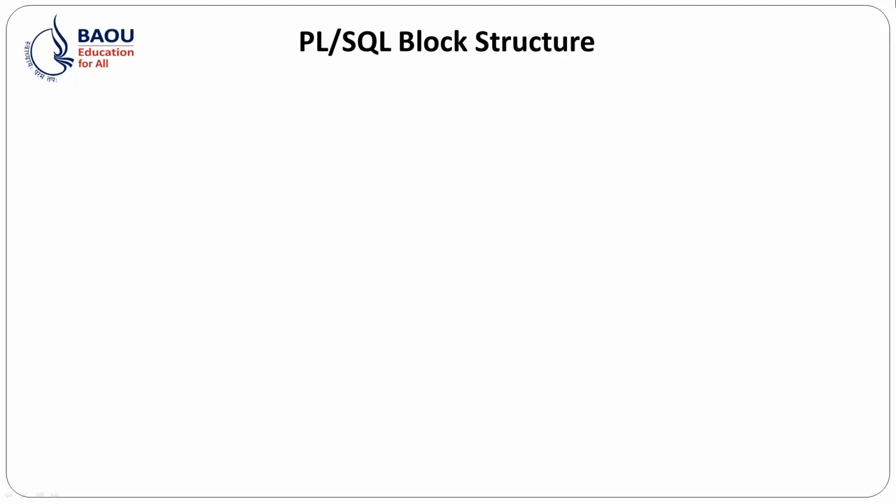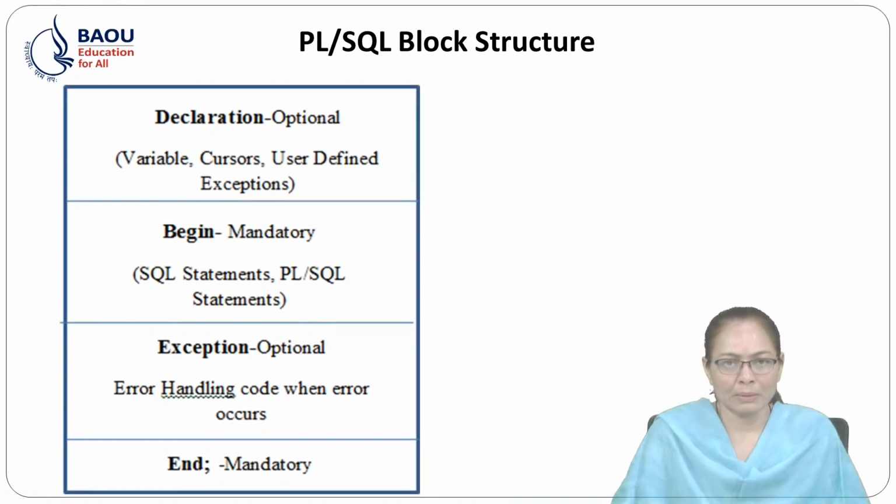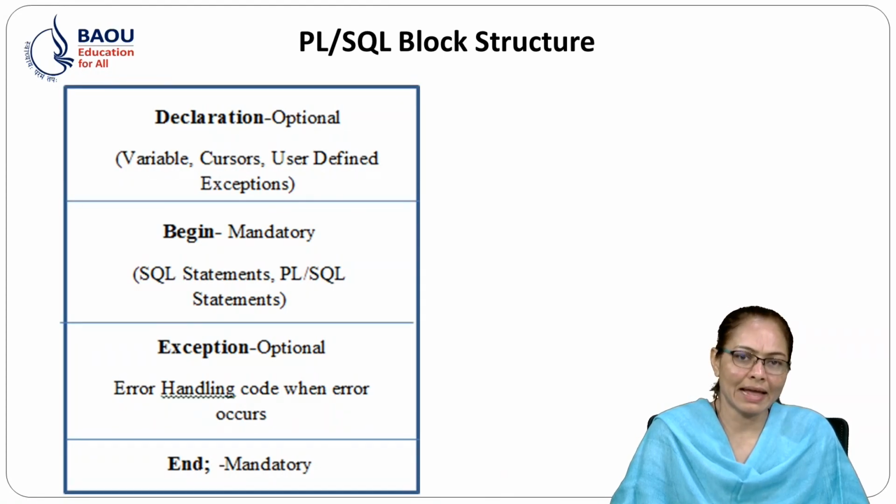Now we see the PLSQL block structure. PLSQL is a block structure language. That is, the programs of PLSQL contain logical blocks. The figure shows the two optional and two mandatory parts of the PLSQL block. The declaration and exception sections are optional parts of PLSQL, and begin and end are the mandatory parts. We can start using the begin and end portion only, and declaration and exception are optional.